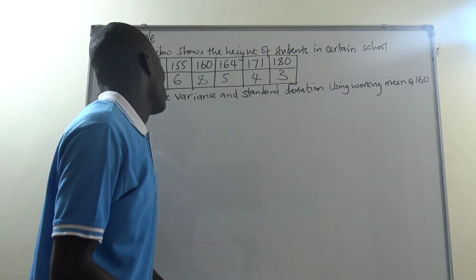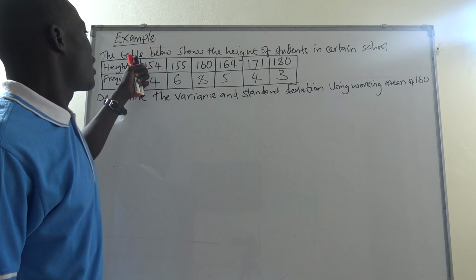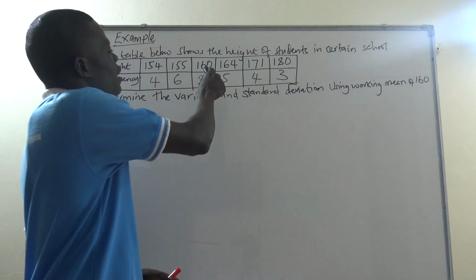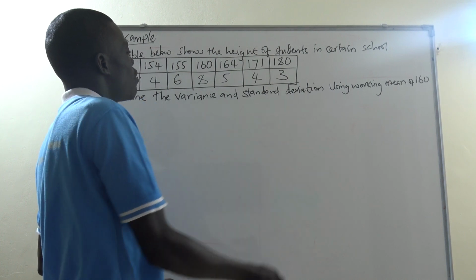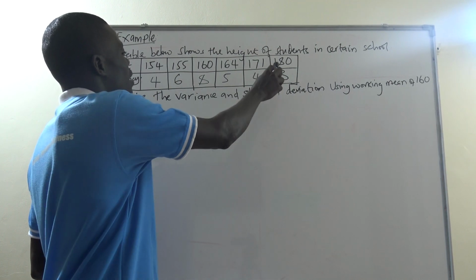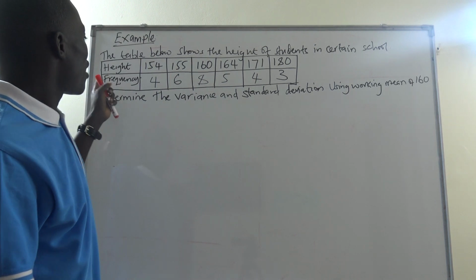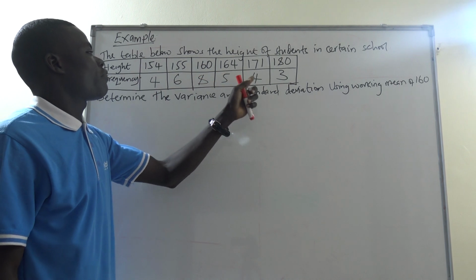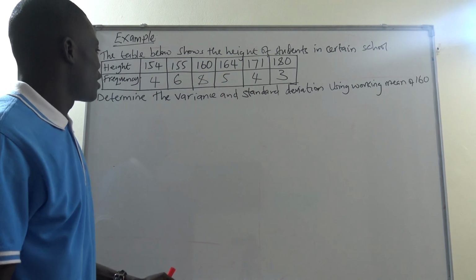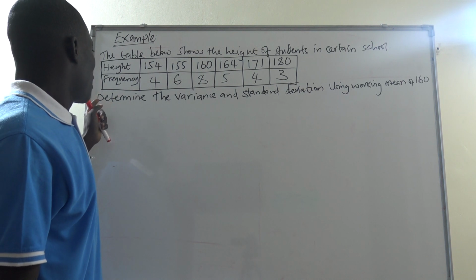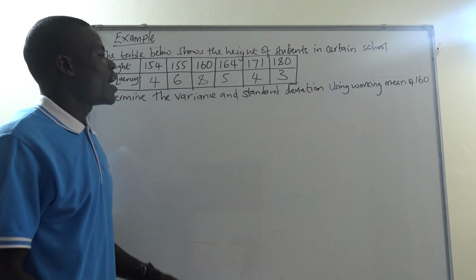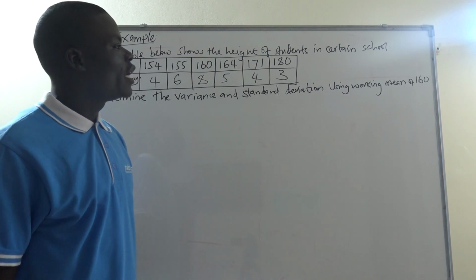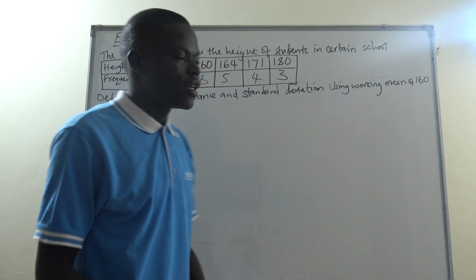in a certain school. So we have heights ranging from 154, 155, 160, 164, 171, 180, and with their corresponding frequency of 4, 6, 8, 5, 4, 3 respectively. So the question is saying that determine the variance and the standard deviation using the working mean of 160.